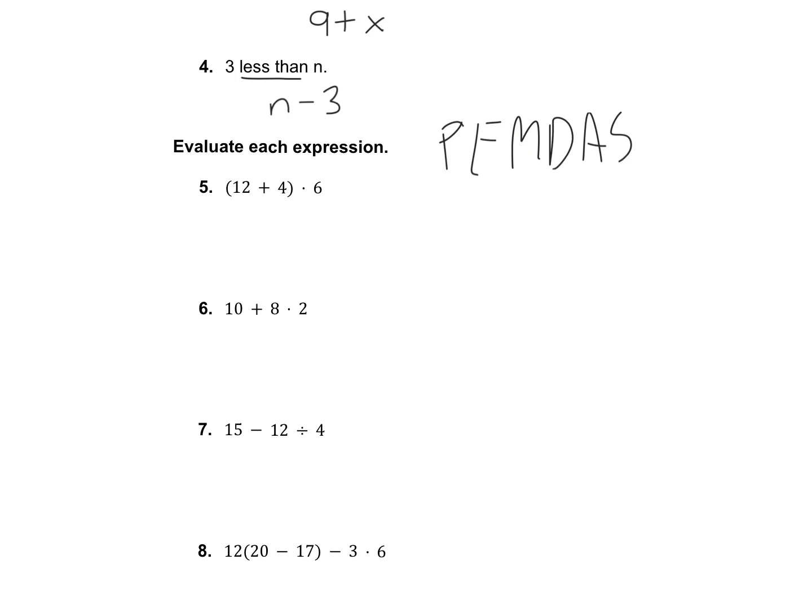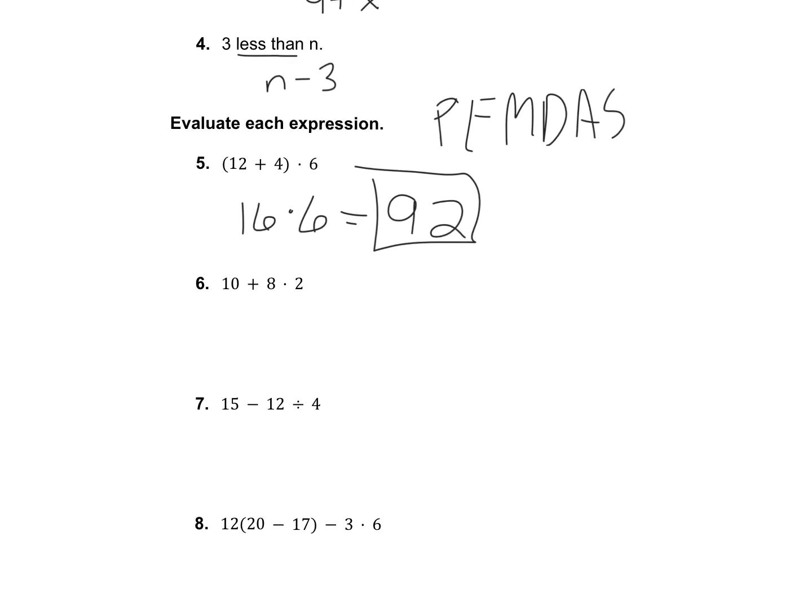Do we have parentheses on number 5? Yes. What is it? 12 plus 4. 12 plus 4 is what? 16. And then we drop down the rest, times 6. The last thing we have to do is just multiply. What do we get? 96. Circle your answers so that I don't have to go searching for them. I can just see it.